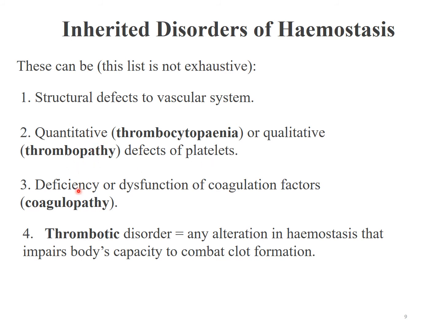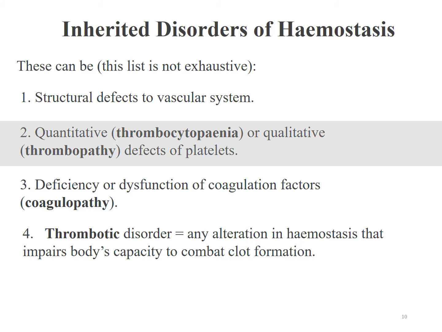And in the third case, you could have deficiency or dysfunction of blood clotting factors. Remember, you have at least 12 blood clotting factors. So when they are not working well, then you have problems triggering blood clotting. This is known as coagulopathy. And last but not least, when you need to stop blood from clotting, you will need the thrombotic factors. So thrombotic disorders refer to any alterations in your hemostasis that impair your capacity to stop blood clot formation.